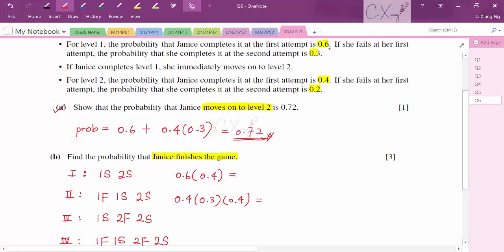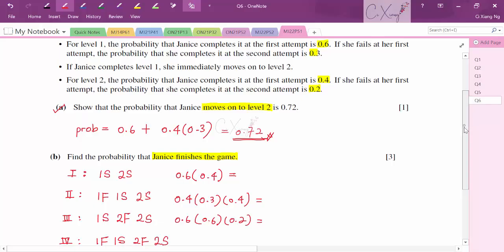Case number 3, first attempt level 1 success. So straight away is 0.6. First attempt level 2 failed, so it will be the opposite of 0.4, which is 0.6. Second attempt of level 2 success, so it will be 0.2. Okay, so this is the probability for the third case.